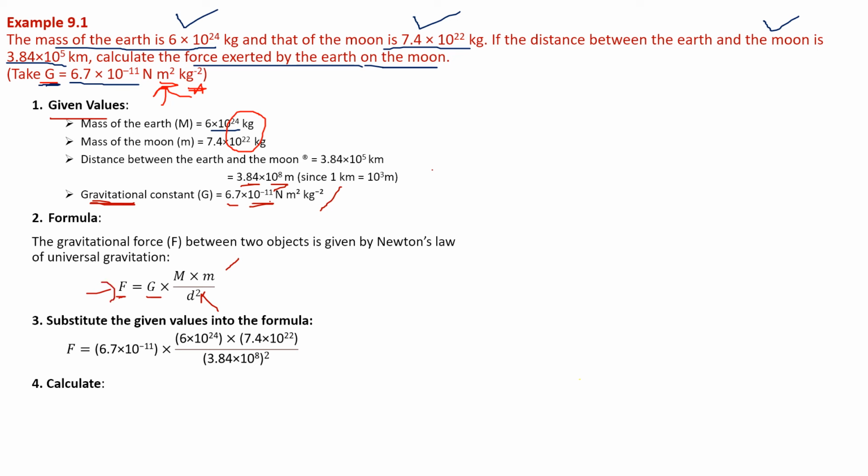Now look at it. G is equal to 6.7 into 10 to the power of minus 11. Then capital M is the mass of the Earth, 6 into 10 to the power of 24. The mass of the Moon is 7.4 into 10 to the power of 22, divided by the square of the distance. The distance is 3.84 into 10 to the power of 8. Let's solve this.